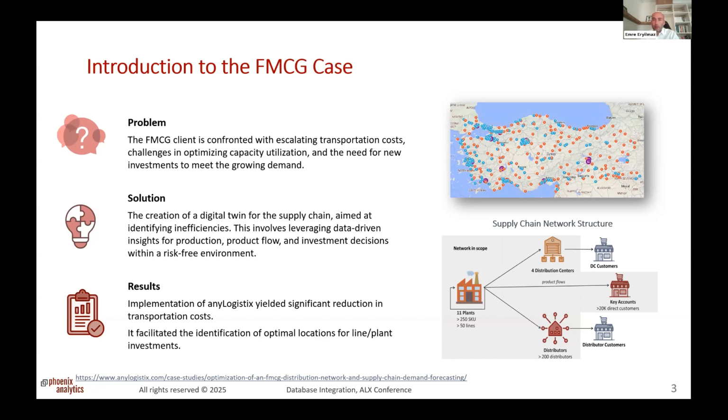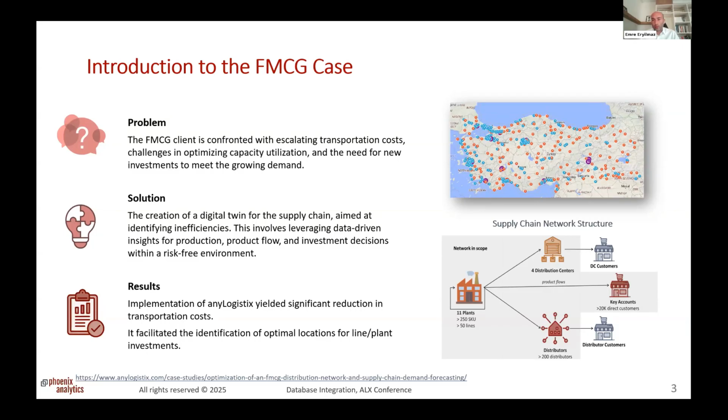And the results are actually very satisfactory. We found that there is a significant potential for decreasing transportation cost. Also, we identified optimal locations for new DC alternatives and for the investment plans. It can be a new line investment, a plant investment, or a new mold investment for an existing line. So this is our business problem, the business issue, why we need a digital twin, why we use ALX, and the results we got.